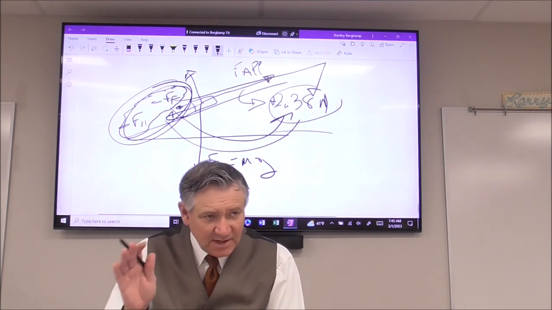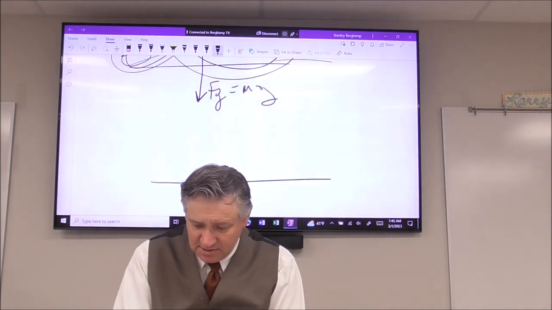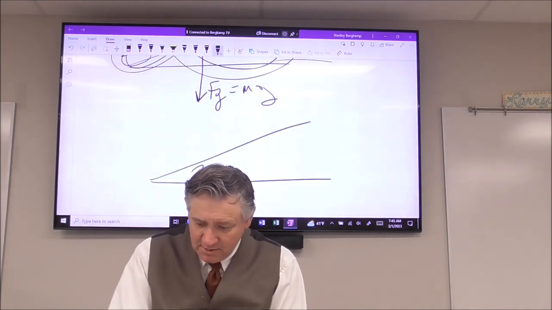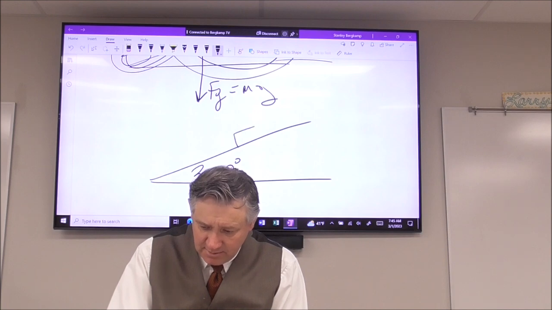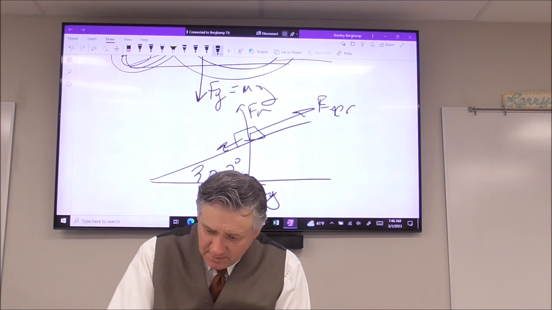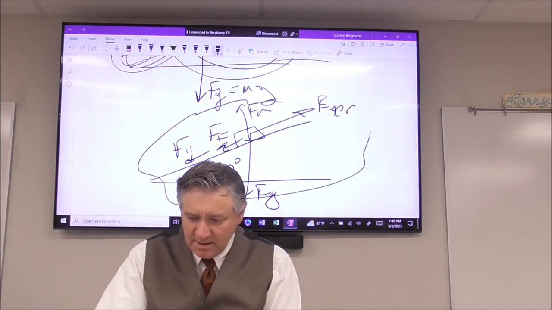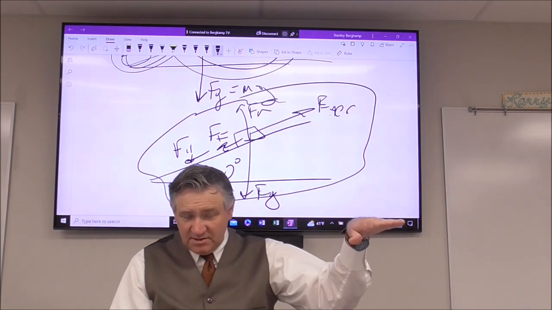And when you have your diagram, here's what it should look like. You should have a 30-degree angle. Here's some block. You should have a total of five forces. Force applied, force parallel, force friction. So when you get done with that diagram, I should clearly be able to see your scale.